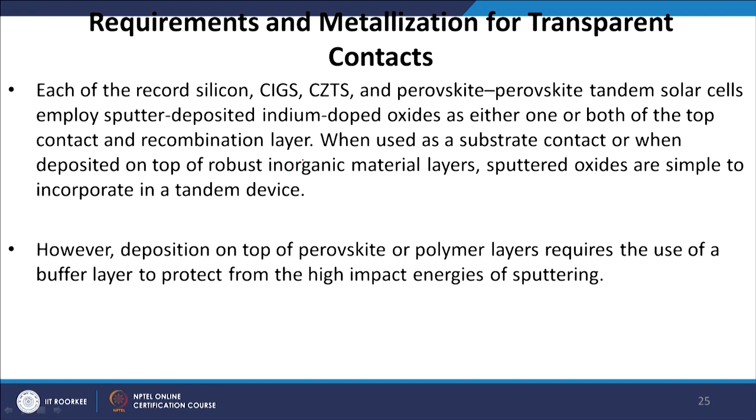So, if in the top contact of the perovskite layer we put an ITO and sputter the ITO on an inorganic material, there is a possibility of penetration, so the device can be damaged. So, we have to be very careful while sputtering the ITO on top of the inorganic electrode or inorganic material for the second component of the tandem solar cell.